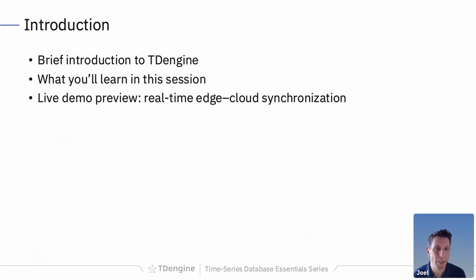So what is TDengine? TDengine is a time series database that comes in open source, enterprise, and cloud versions. We have a very popular GitHub repo that has been downloaded over 30,000 times. And we have a cloud offering that is offered as a SaaS solution. So today I'll be demoing our real-time edge to cloud synchronization feature.